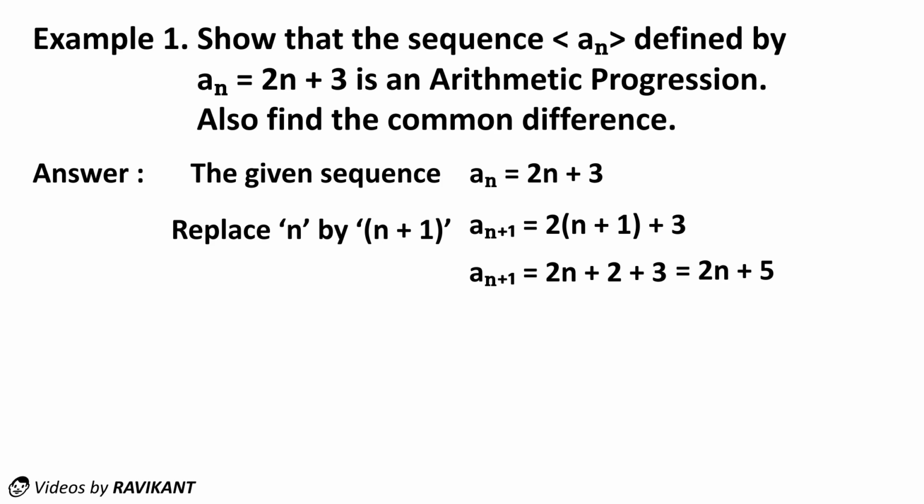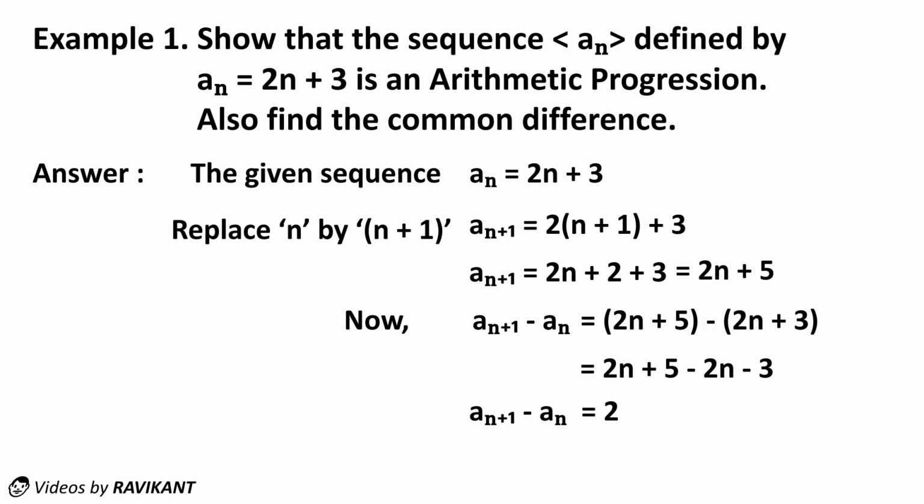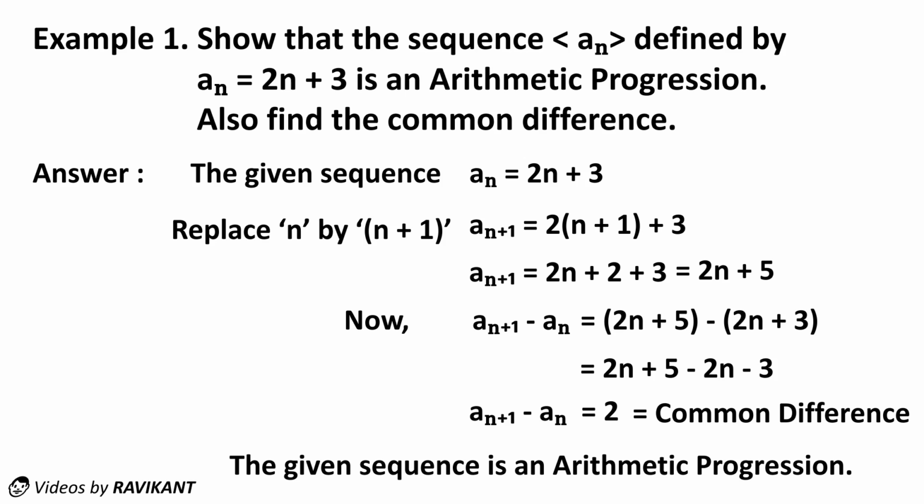Now we calculate the common difference, which is given by a_(n+1) minus a_n. So put in the values of these terms. After further solving, we get a_(n+1) minus a_n equals 2. This is our common difference. So the expression is independent of n, meaning it does not contain n. So the given sequence is an arithmetic progression.